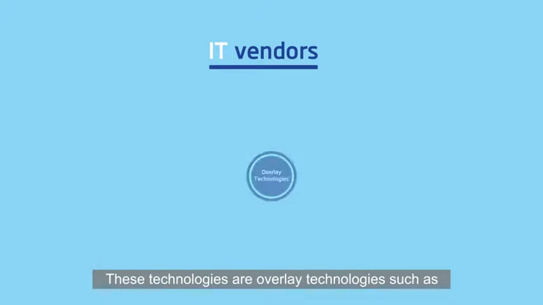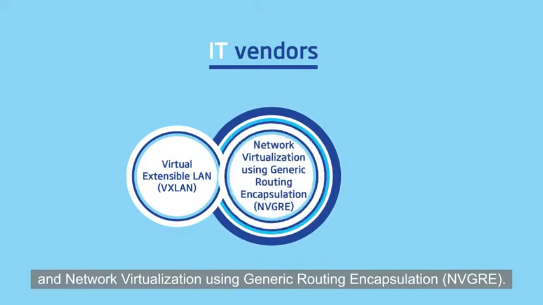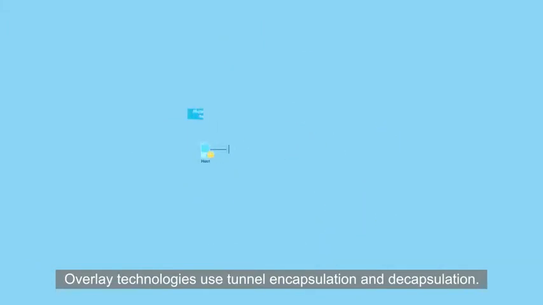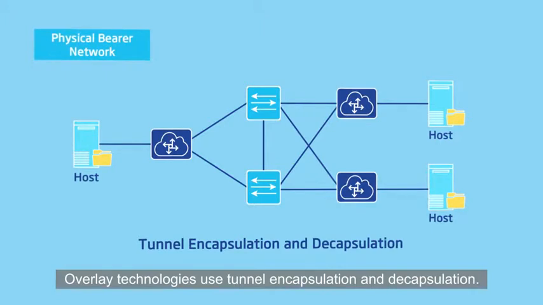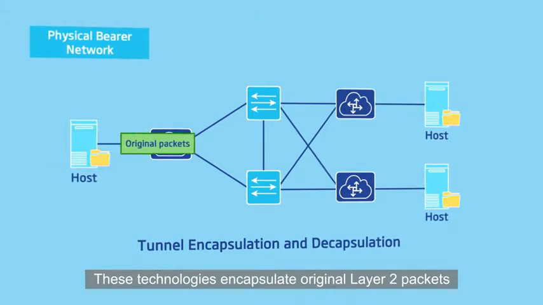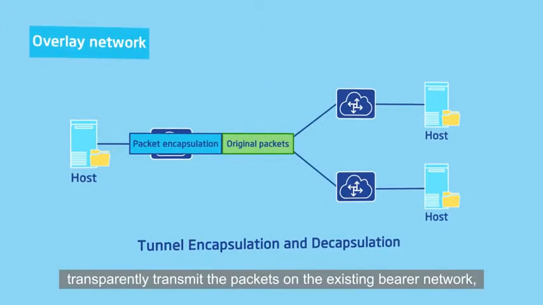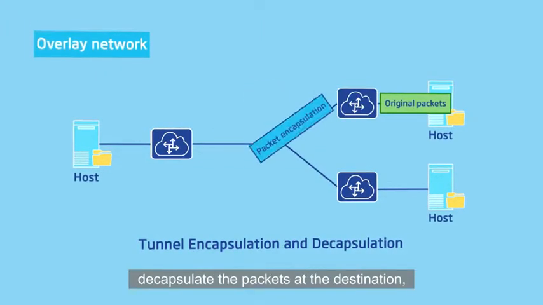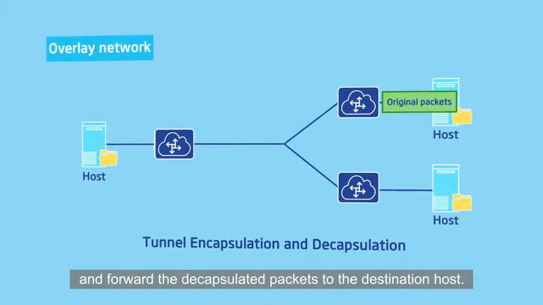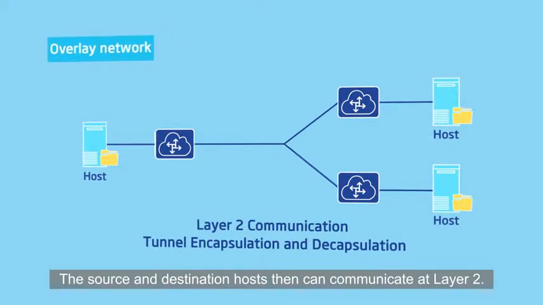These technologies are overlay technologies, such as virtual extensible LAN and network virtualization using generic routing encapsulation. Overlay technologies use tunnel encapsulation and decapsulation. These technologies encapsulate original Layer 2 packets sent by a source host, transparently transmit the packets on the existing bearer network, decapsulate the packets on the destination, and forward the decapsulated packets to the destination host. The source and destination hosts then can communicate at Layer 2.